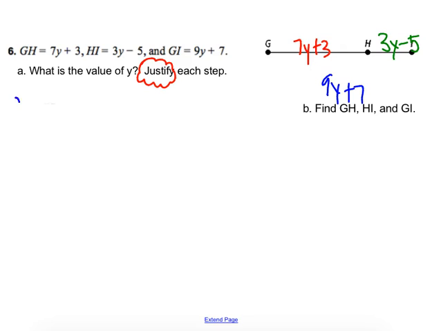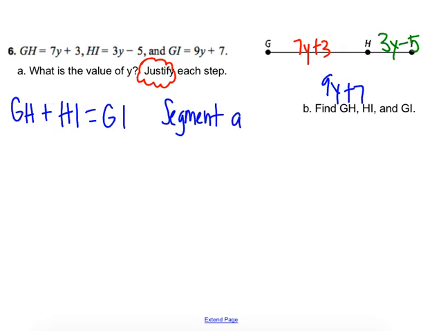So let's write that out. GH, a piece, plus another piece, HI, equals the whole GI. And now when you justify, you have to explain yourself. So why did we write that? Well, we wrote that because that is the segment addition postulate. And yes, you have to write all these words out. That's just how it is when you are writing a proof, okay?